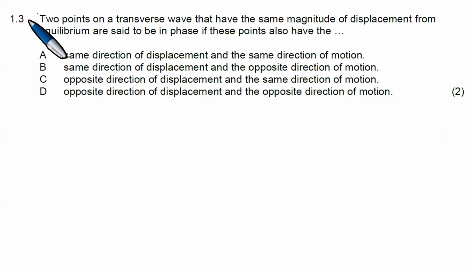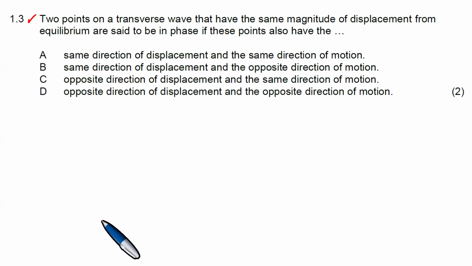Next point. In 1.3, 2 points on a transverse wave that have the same magnitude of displacement from equilibrium are said to be in phase if these points have the what? A, the same direction of displacement and same direction of motion. B, same direction of displacement and opposite direction of motion. C, opposite direction of displacement and same direction of motion. D, opposite direction of displacement and opposite direction of motion. Okay, look at this very carefully and let us know what you think of this.